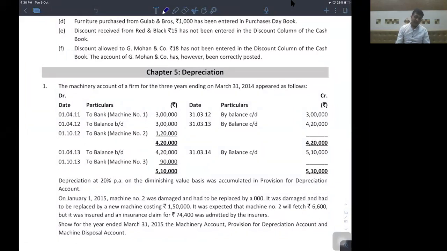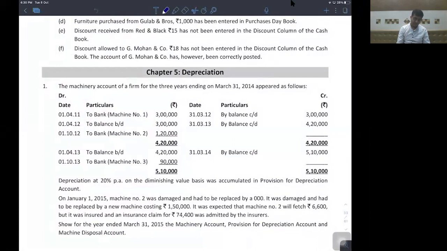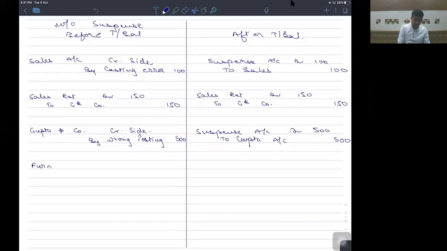Furniture purchased from Gulab and Rose 1000 has been entered in the purchase day book. The entry should have been furniture account debit to Gulab and Rose rupees 1000. Yes or no? The wrong entry is purchase account debit to Gulab and Rose 1000, and therefore the rectifying entry will be furniture account debit to purchase account rupees 1000. Whether it is before or after preparing the trial balance, the rectifying entry will remain the same.